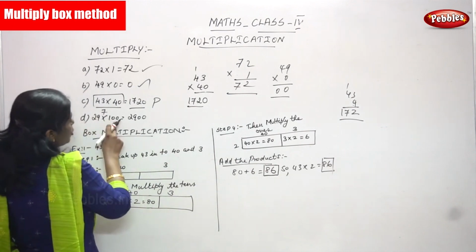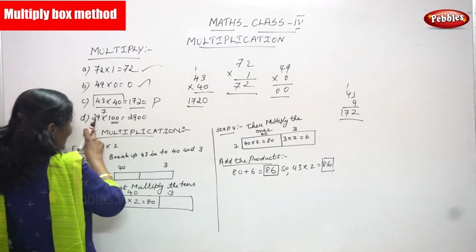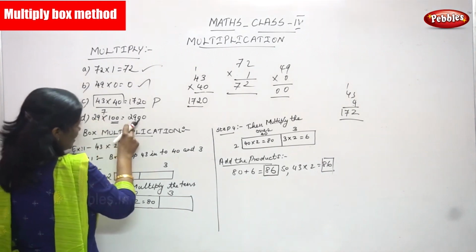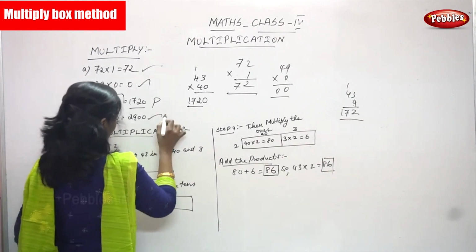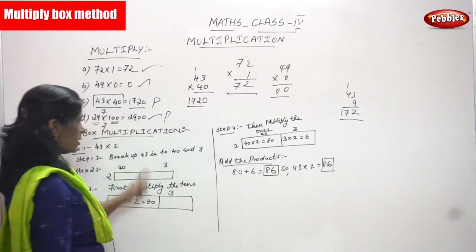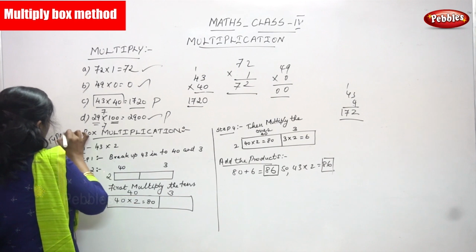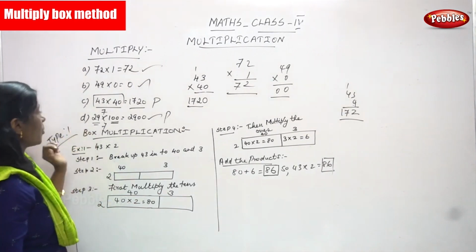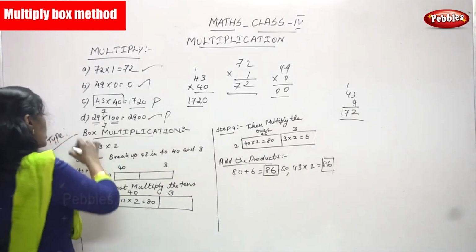And 29 into 100. In 100, how many zeros? 2 zeros. So 29 into 1 you get 29. After that you add the zeros as they are. So 2900 is the product. This is the product and these two are factors. This is a type of box multiplication. This is also a type. So you can consider this type 1.